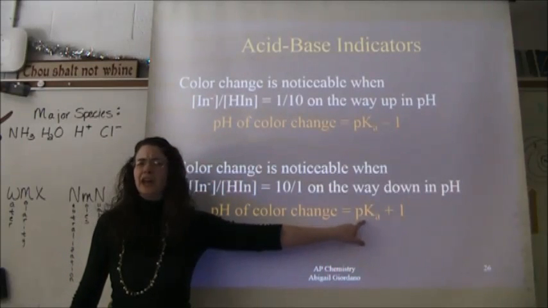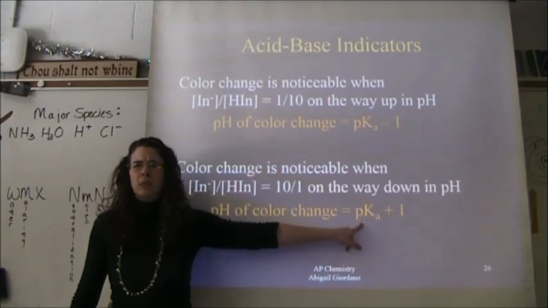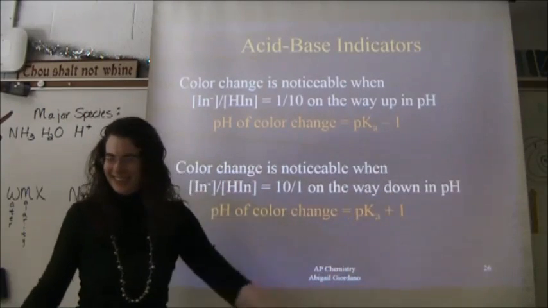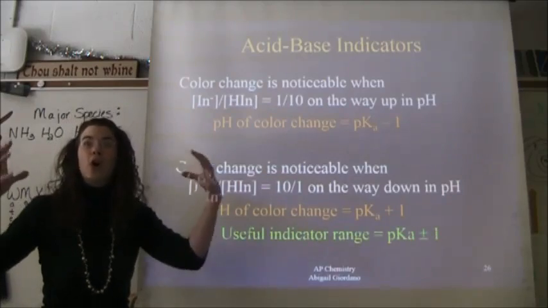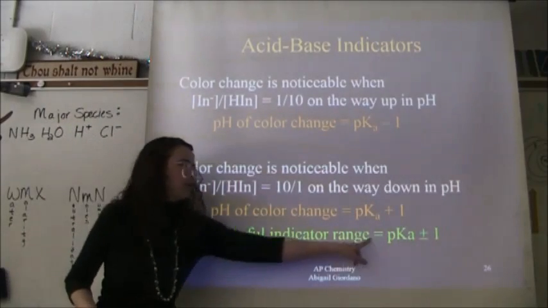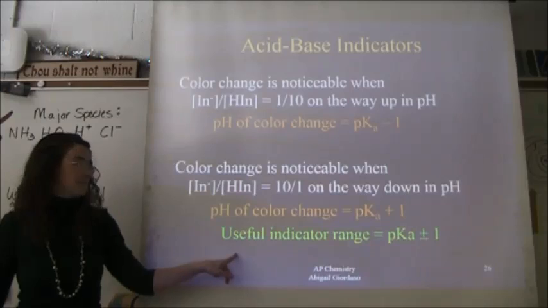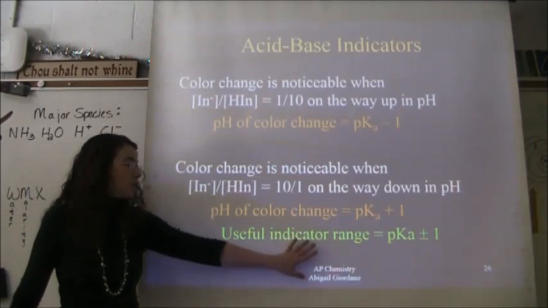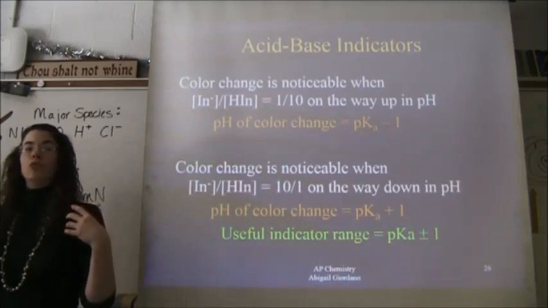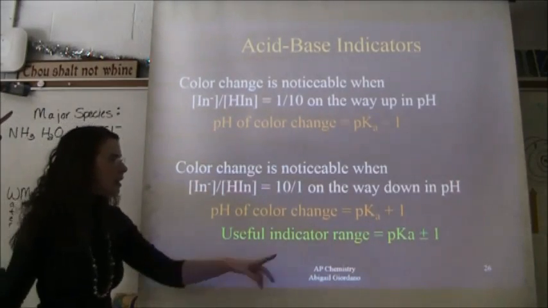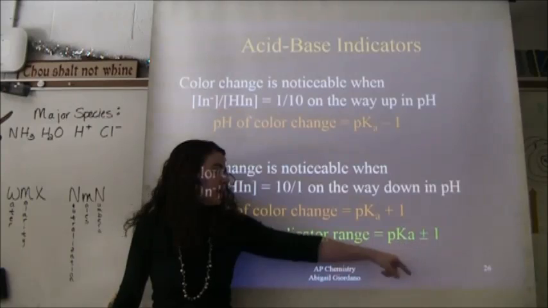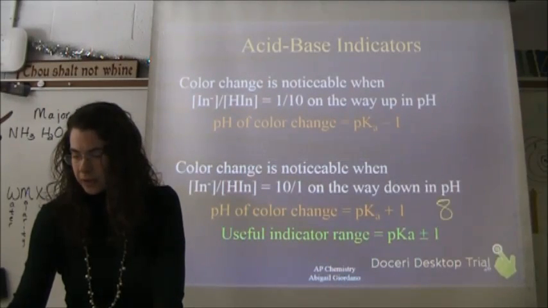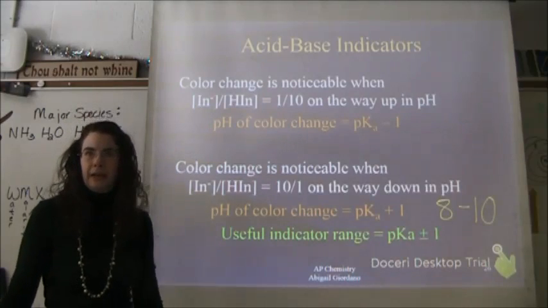What was our value for pKa again? What was it? 9? What's 9 plus 1? All right. 10. Here's the ultimate take-home message. This is what I want you to really get off of this slide. Every indicator has what's called a useful range. If the pKa of phenolphthalein is 9 plus or minus 1, that is a range of 8 to 10.